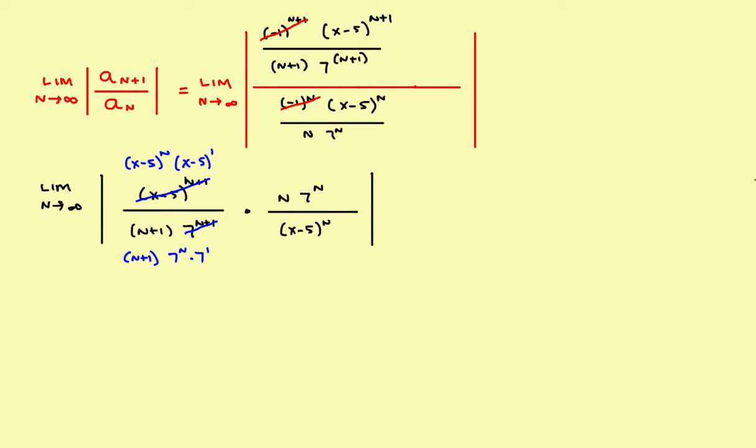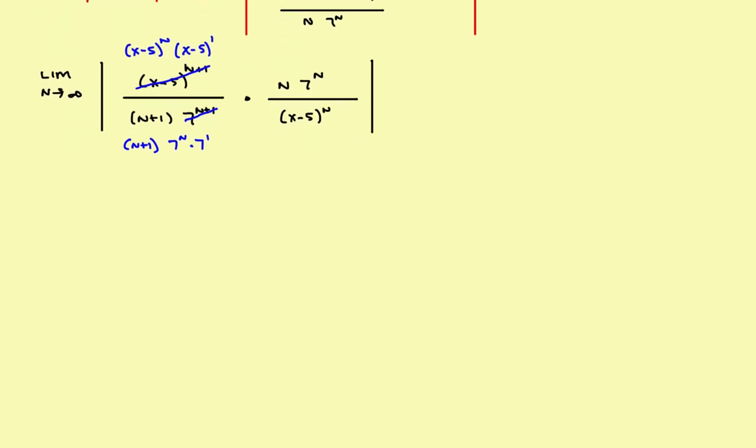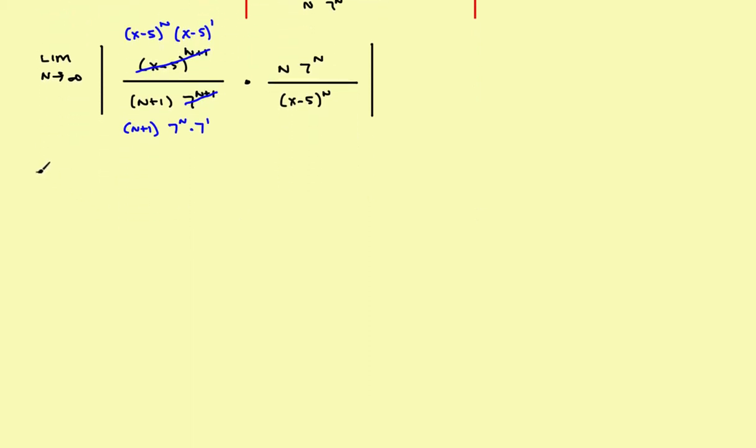So now that you've got it simplified, we'll again continue to work on down. And I'll write this as the limit as n approaches infinity. And again, I want to cancel out whatever I can cancel out. So what I've got is an x minus 5 to the n here and here. I can cancel these two out. I've got a 7 to the n here and a 7 to the n here. I can cancel those two out. And that will allow me to do the following.